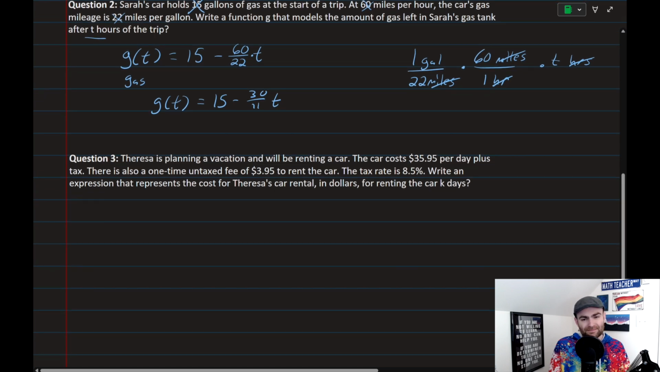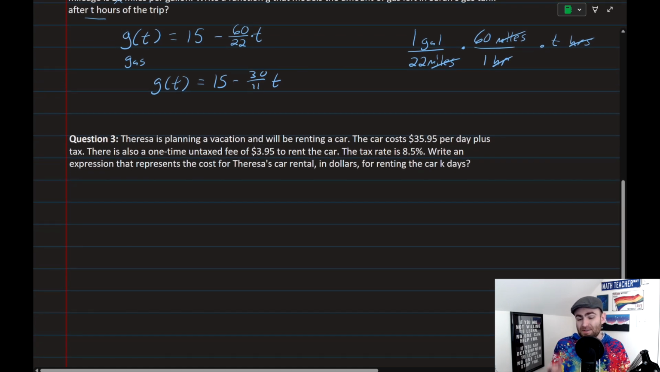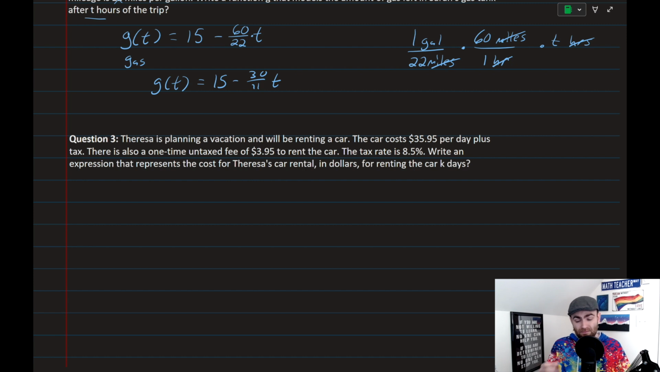The last one, not as bad, I promise. We have Teresa planning a vacation, and they will be renting a car. The car costs $35.95 per day plus tax. There's also a one-time untaxed fee of $3.95 to rent the car. Tax is 8.5%. We need an expression to represent the cost of Teresa's car rental in dollars, for renting for K days.